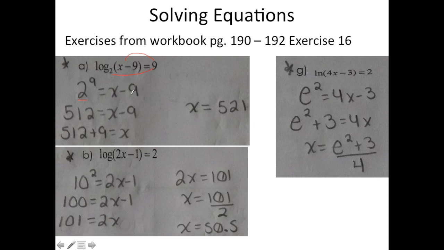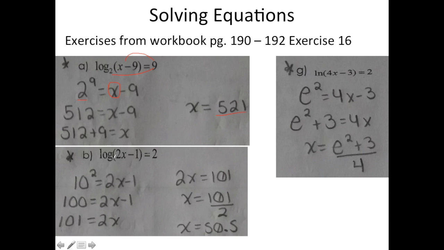And then you need to isolate x. So if you need to leave this x by itself, you know that the negative 9 is subtracting on this side. The way to take it to the other side is by adding. 2 to the 9 is 512, and I add 9, and that's how you get that x is equal to 521.